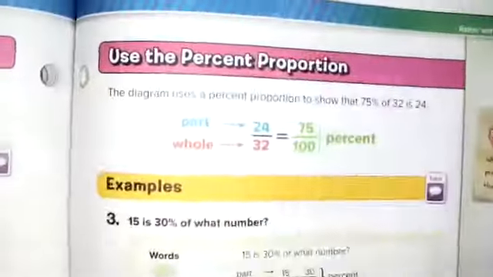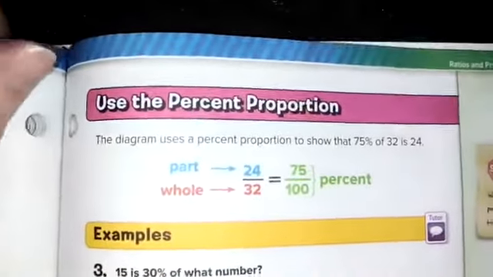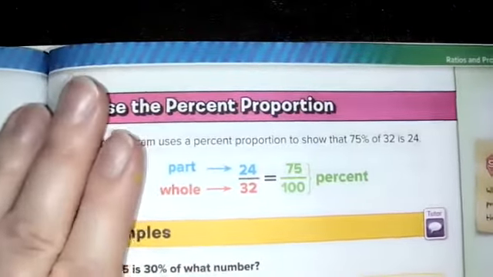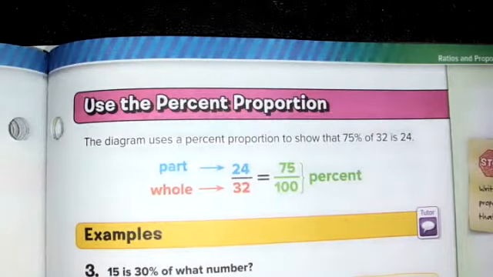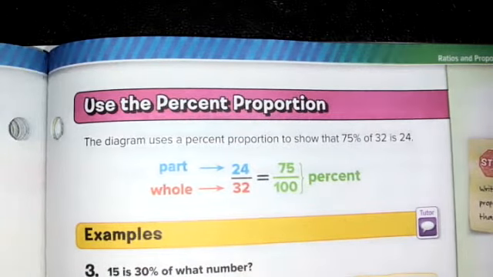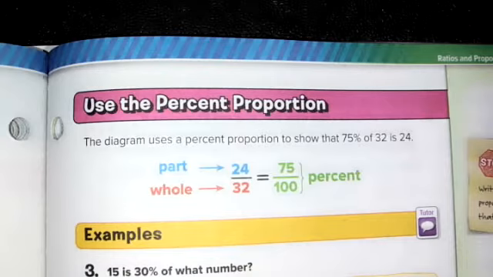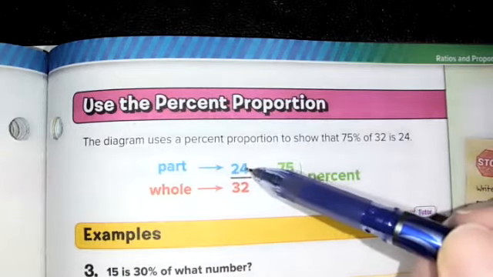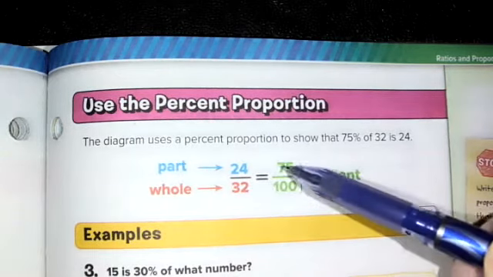So this is just a little bit more straightforward math and logic and comparison. Okay, so this is just an example to show you part to whole and the proportions. So the diagram uses a percent proportion to show that 75% of 32 is 24. So we can see that 24 is out of 32.